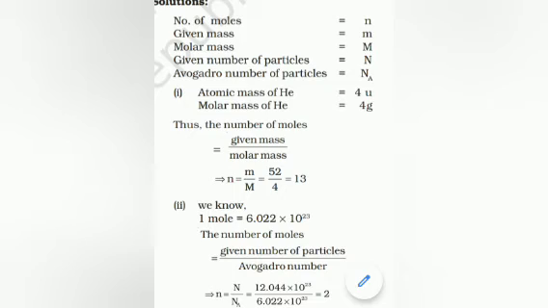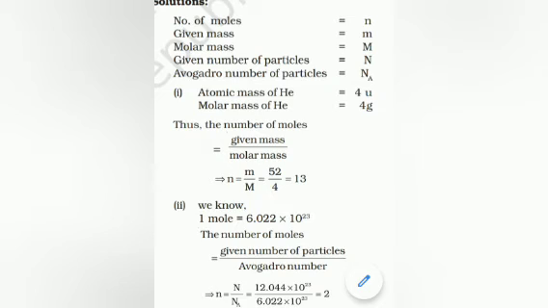See here, the number of moles is n, the given mass is m, the molar mass is capital M, the given number of particles is capital N, and Avogadro's number of particles is written as Na. So these are the meanings of the abbreviations. What was in the first question? Helium atomic mass is 4 atomic mass units. So what will its molar mass be? It will be 4 gram. When the atomic mass is expressed in grams, we call it the molar mass. So the number of moles we can get by dividing the given mass by the molar mass.